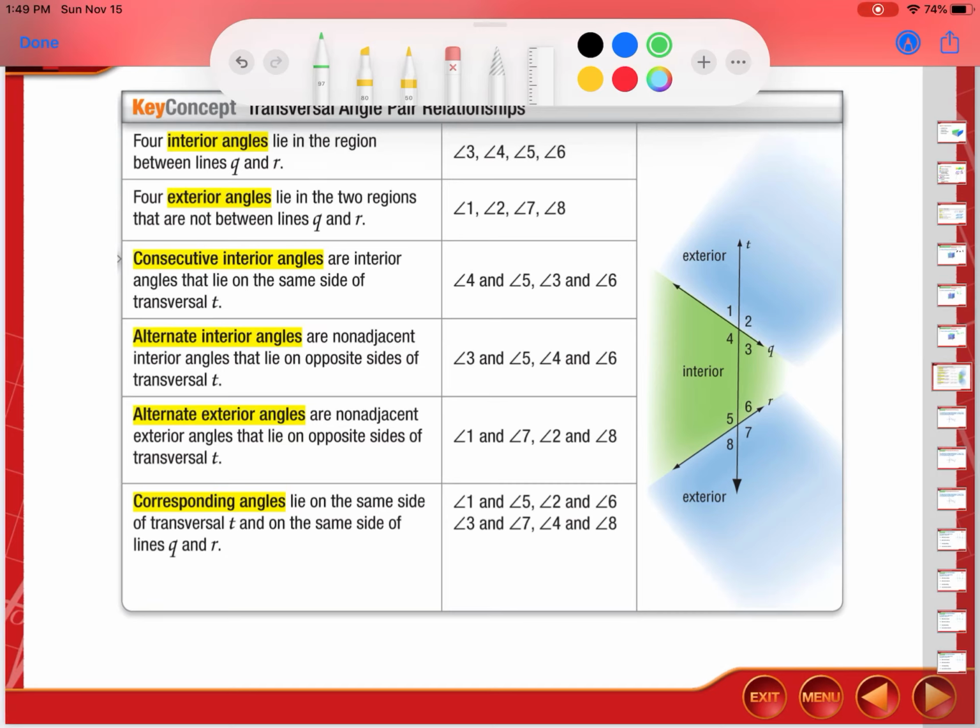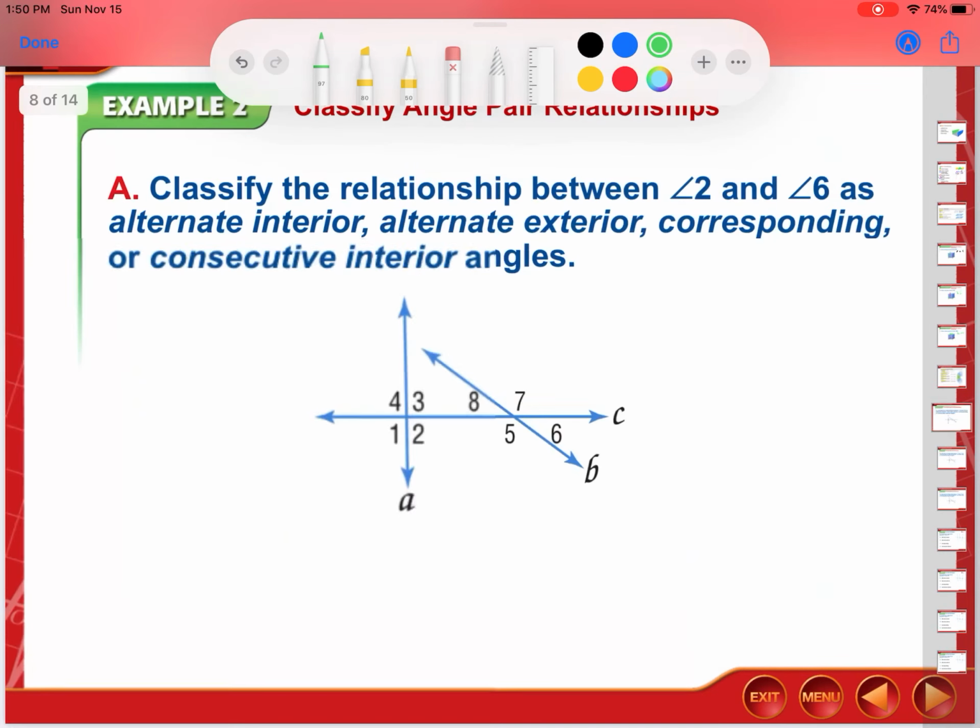So we covered interior angles, exterior angles, consecutive interior angles, alternate interior angles, alternate exterior angles, and corresponding angles already. This is an additional picture, an additional example. If you want to put these in your notes, if you feel confident after the original one, don't waste your time with it. Okay, moving on.